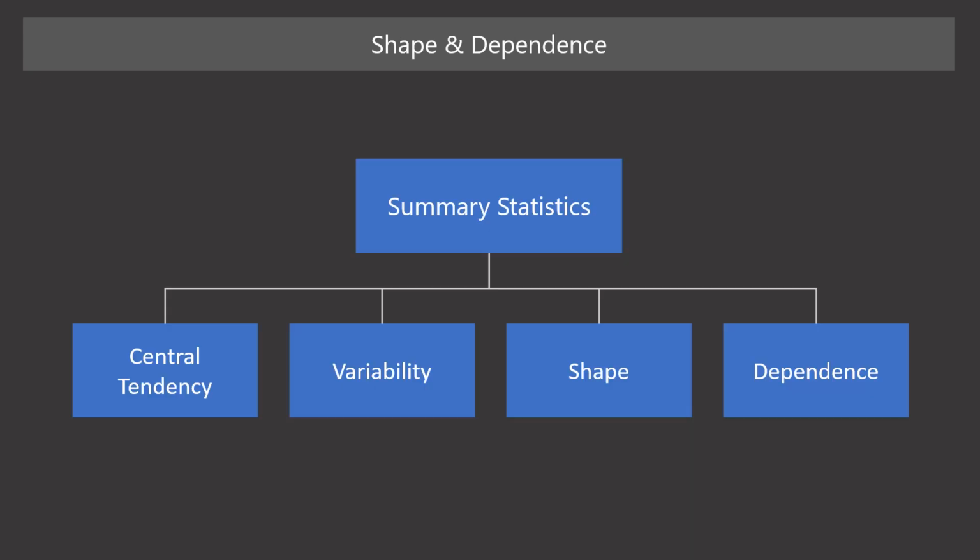Up to now, this lecture has dealt with central tendency and variability. Summary statistics contain shape and dependence also. These will be covered in the following lectures.